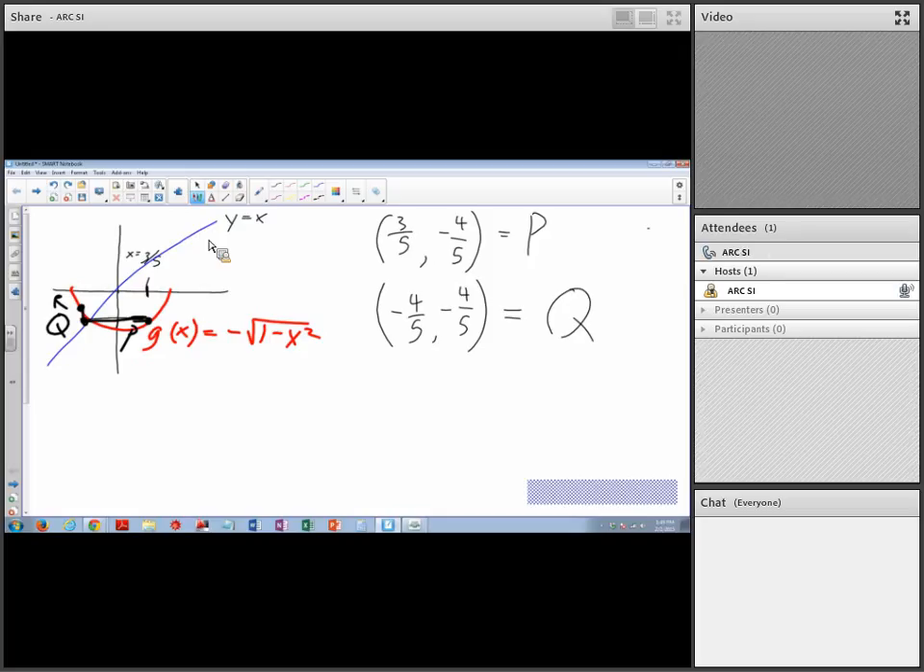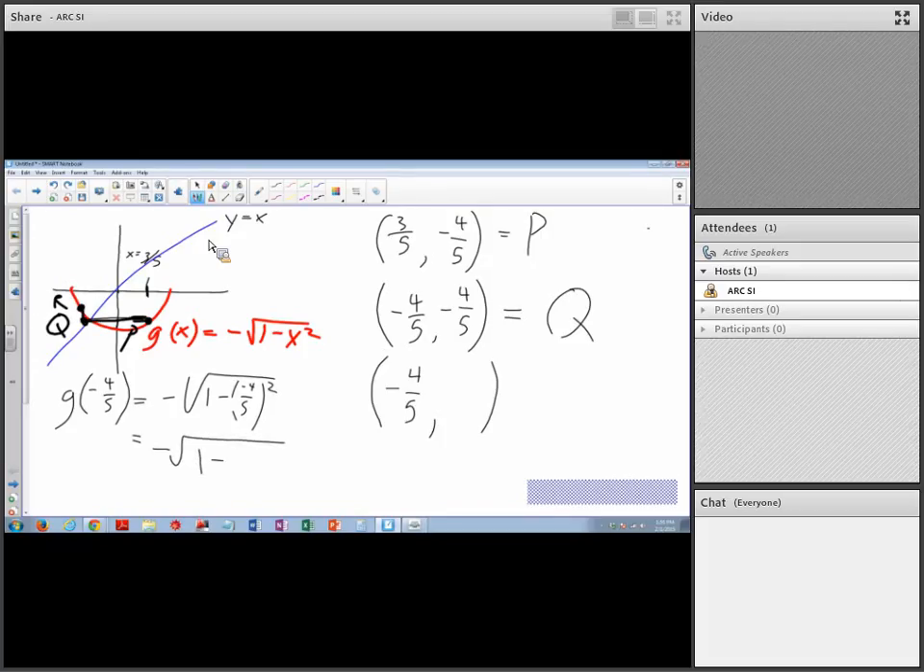And then R has the same X as Q, so negative 4 fifths. And then the Y of it is where I get mixed up. It's easy. You know X is negative 4 fifths. g of negative 4 fifths is negative square root of 1 minus x squared, which is the same as 16 over 25. Does that make sense? Okay, yeah, now it does.